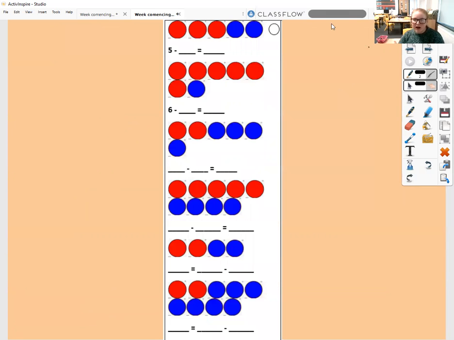Brilliant. There are now on the screen some sheets for you to work through. I would like you to complete these and then email them in to us. Pause on each screen if you need to, or all these sheets are on the school website.